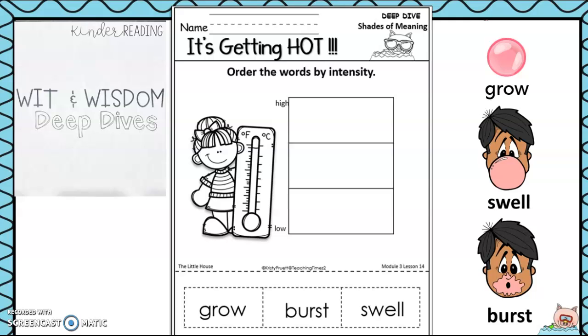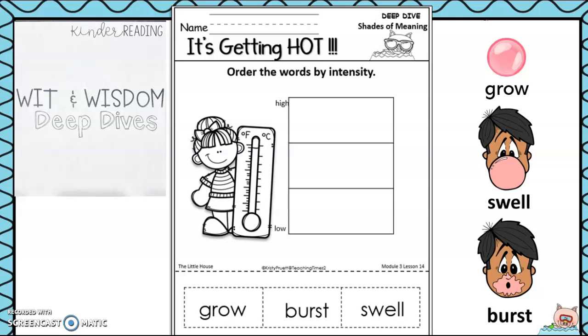Now we're going to complete the worksheet together y vamos a terminar la hoja de trabajo juntos. Here we're going to list the words in order of intensity. Intensity means force or strength. Vamos a poner las palabras en orden de intensidad o fuerza.